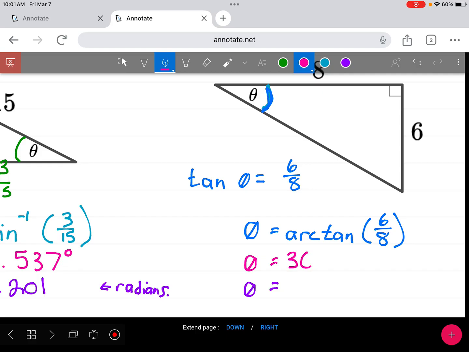Yep, so we get 36.870 degrees, and we get our 0.644 radians.